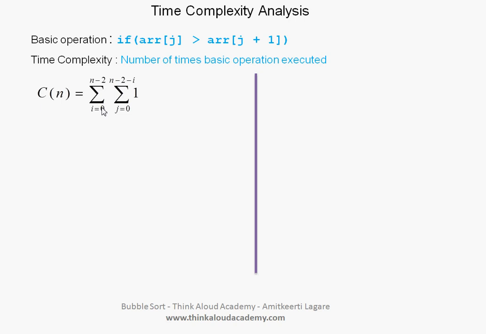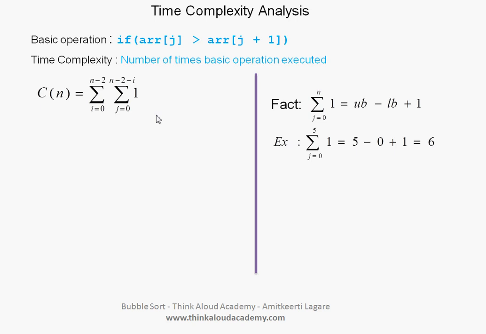So for each value of i, the inner for loop goes from 0 to n minus 2 minus i. This is the way we can write the equation for the number of times the basic operation gets executed. So C(n) will be equal to sigma i goes from 0 to n minus 2, which is the outer for loop, and within that sigma j is equal to 0 to n minus 2 minus i of 1, one time each the basic operation gets executed.